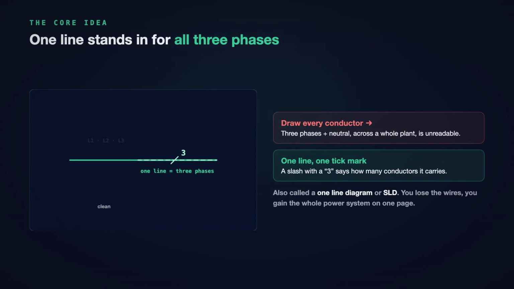This is why power engineers live in this drawing. A substation, a plant, a hospital, the entire power system fits on one readable page. You give up the individual wires. You gain the big picture. Every source, every transformer, every major load in a single glance.